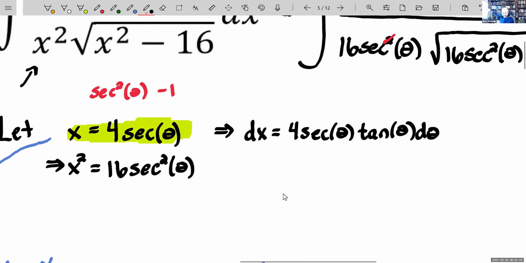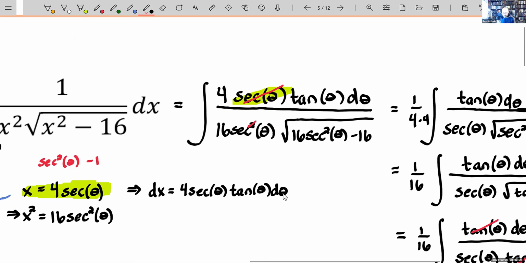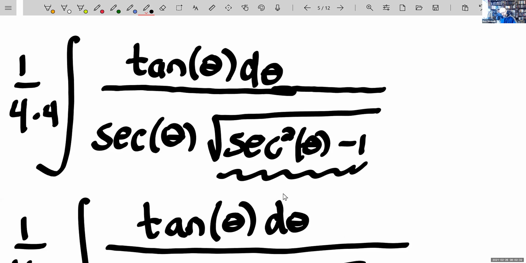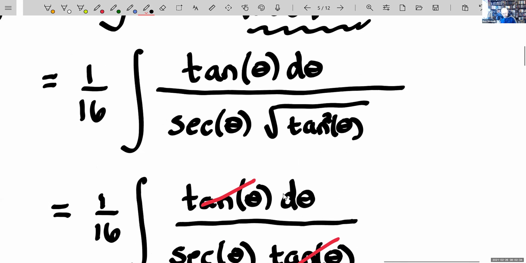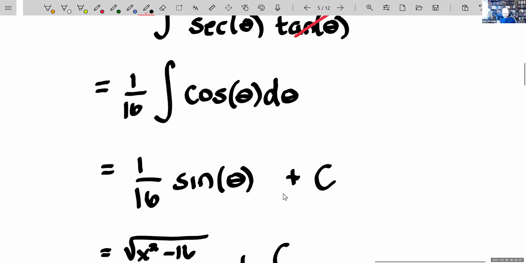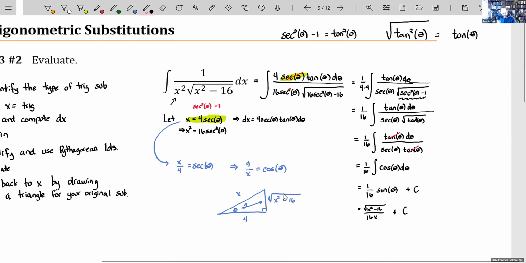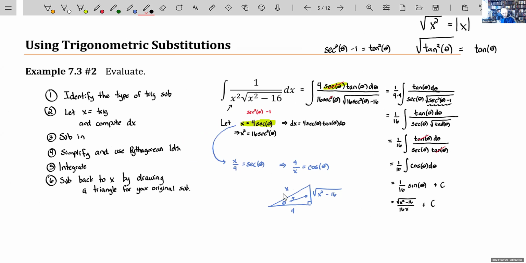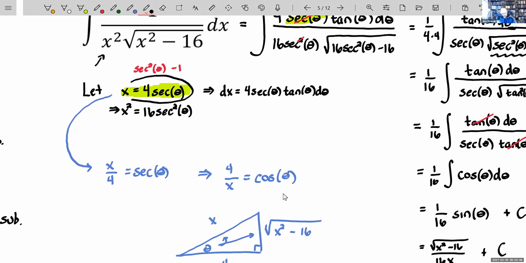I then substitute that stuff into the integral, and I spend quite a bit of time simplifying. I did use a Pythagorean identity. I took the square root, I canceled, I integrated, and then finally, at the very end, I subbed back into x by drawing a triangle for the original substitution. So I go back to the original sub, this guy right here. I note that x over 4 is secant. And by the way, there was a question Avi asked. Avi, I'm answering your question literally right now. So x over 4 is the secant, which just means 4 over x is the cosine.